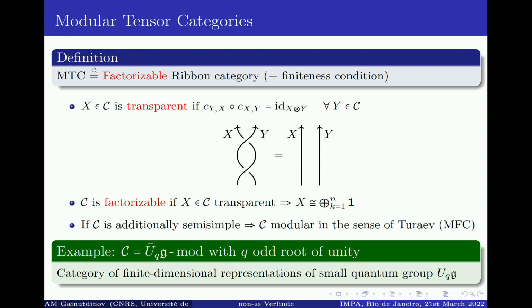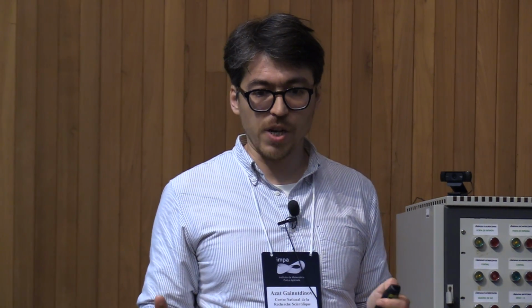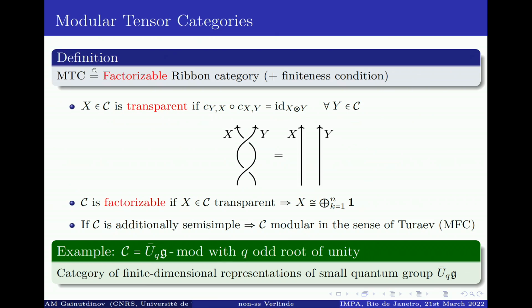So it will be a ribbon category, plus I ask a finiteness condition. For me, finiteness means that as a linear category, it's equivalent to a representation category of some finite-dimensional associative algebra. What does it mean? It means that in my category, I have finitely many isoclasses of simples. I have projective covers for every simple, so I have enough projectives. And every object has finite length. Okay? But it might be non-semisimple. Plus, it has to be a ribbon category plus a factorizability condition.